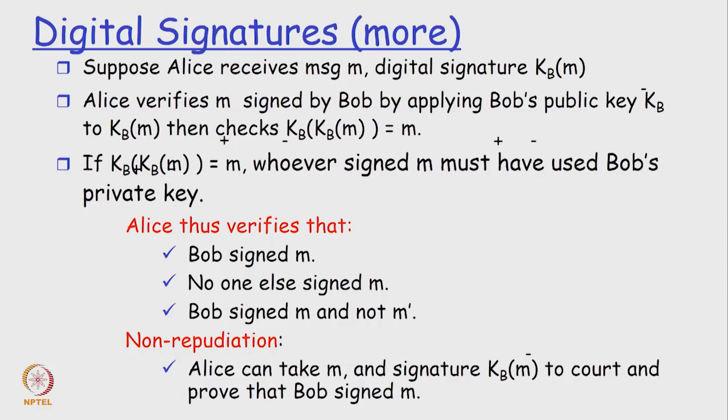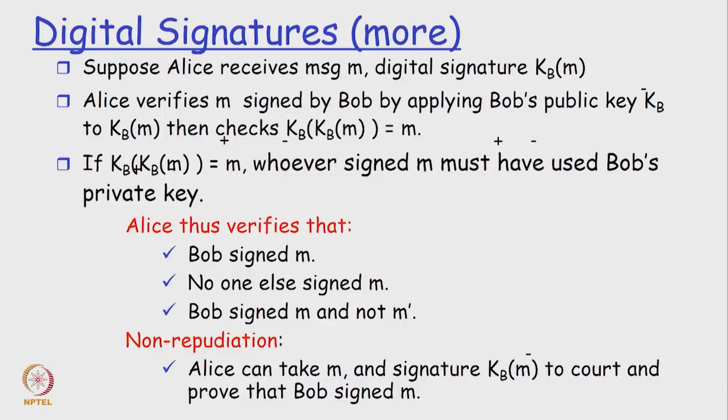Suppose Alice receives message M digitally signed with digital signature KB minus of M. Alice verifies M signed by Bob by applying Bob's public key to KB minus of M and checks whether KB plus of KB minus of M is equal to M. So this is a very simple thing. As per public key cryptography, KB plus of KB minus of M should be equal to M. So what Alice gets is KB minus of M, and she knows KB plus, so she computes KB plus of KB minus of M, which equals M, okay, right.